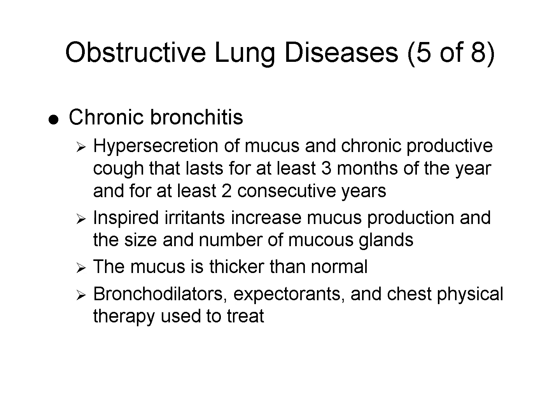Chronic bronchitis is defined by the presence of a productive cough lasting at least 3 months over 2 consecutive years. Inhaled irritants, such as tobacco smoke, cause the airway linings to become inflamed and increase mucus production. The mucus becomes thick and difficult to clear, leading to airway obstruction, chronic infection, and ongoing inflammation. Treatment may include bronchodilators, expectorants, and physical therapy to loosen secretions.